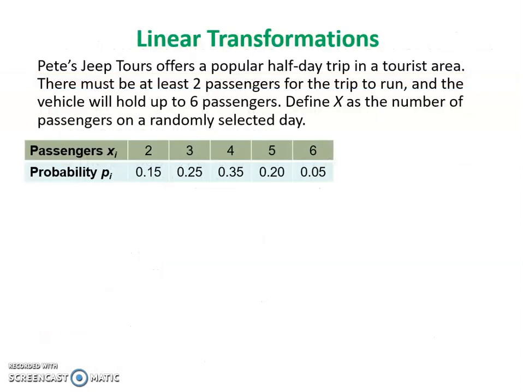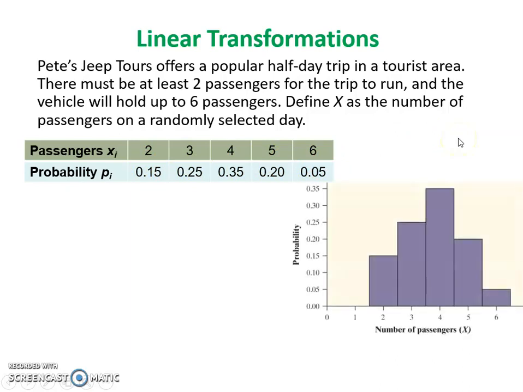So here's an example, and again, this is from your book. Pete's Jeep Tours offers a popular half-day trip in a tourist area. There must be at least 2 passengers for the trip to run, and the vehicle will hold up to 6 passengers. Define X as the number of passengers on a randomly selected day. So we have our different passenger values: 2, 3, 4. Remember, it has to be at least 2, so 2 or more. And then here's the probability that we would get that number of passengers on a randomly selected day.